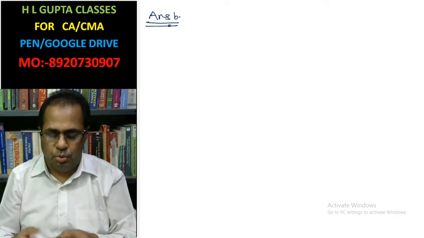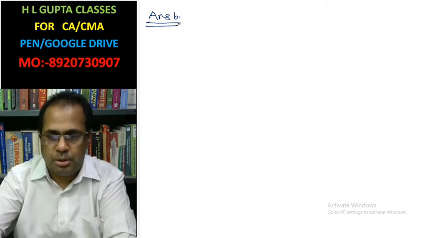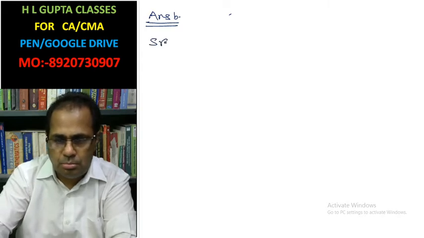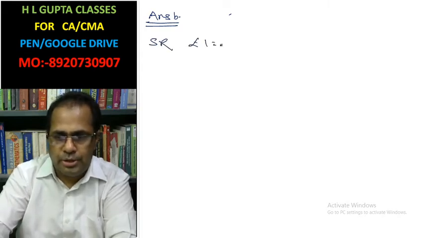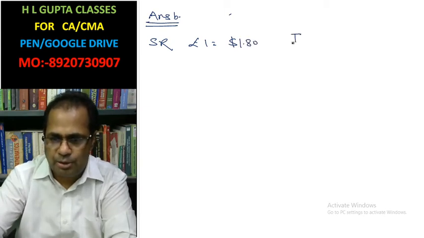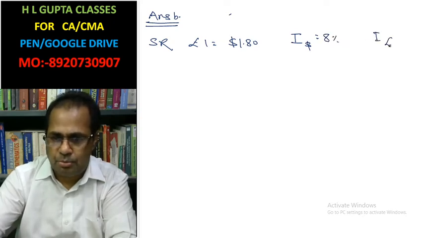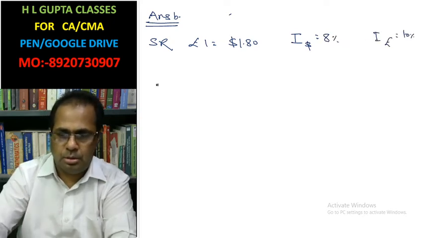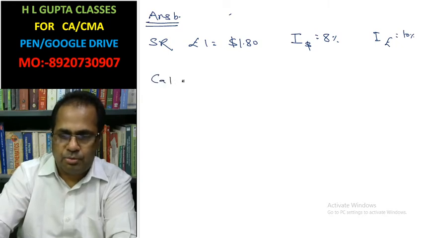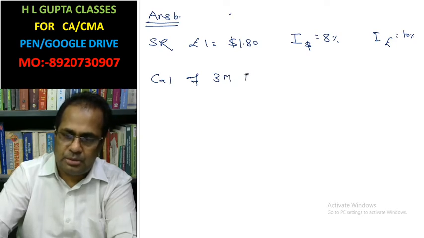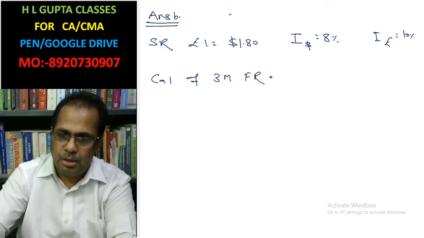Okay, now look at it, please here. A spot rate, pound 1 equal to dollar 1.80. Interest rate of dollar 8%. Interest rate of pound 10%. Calculation of 3-month forward rate at equilibrium.